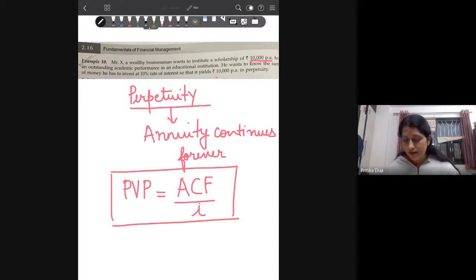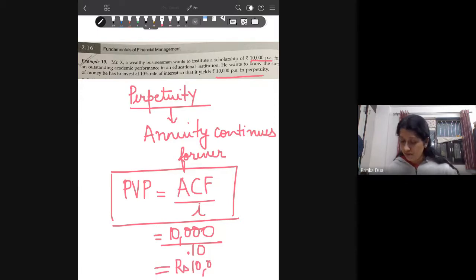So, directly, your annual cash flow required is 10,000. The rate of interest is 0.10. So you get the perpetuity, the present amount that needs to be deposited, as rupees 1 lakh.